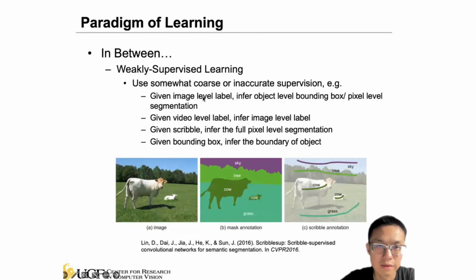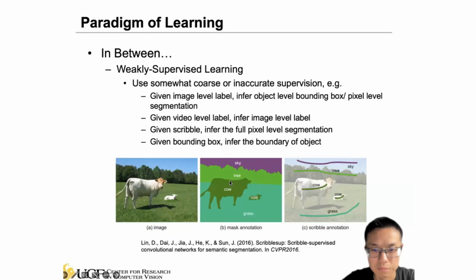And in between, we also have a setting called weakly supervised learning. This serves the same purpose. We don't have a lot of budget to label a lot of data, so in this case we can provide some cheap labels. Let me give you an example here. The task is image segmentation, so we have to label each image.